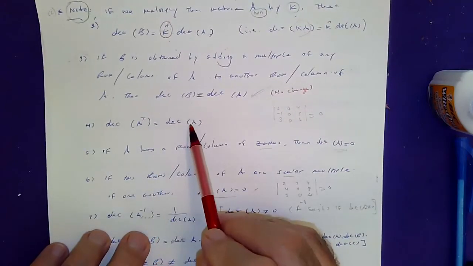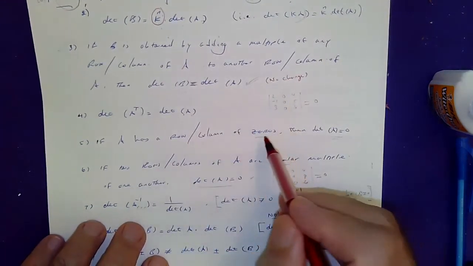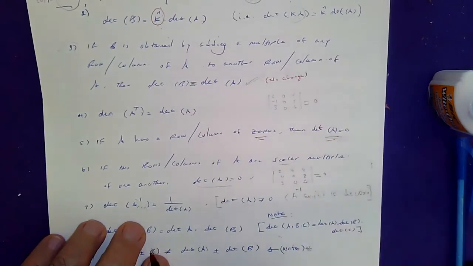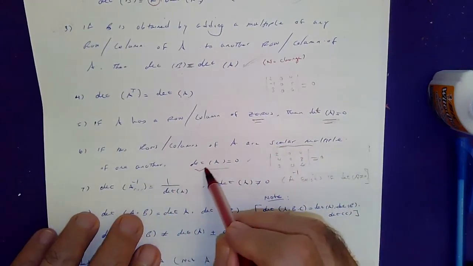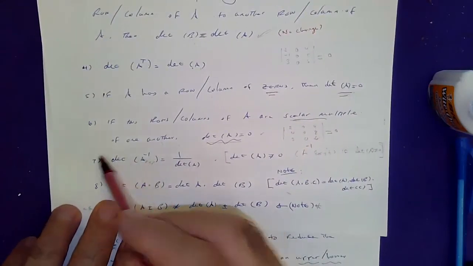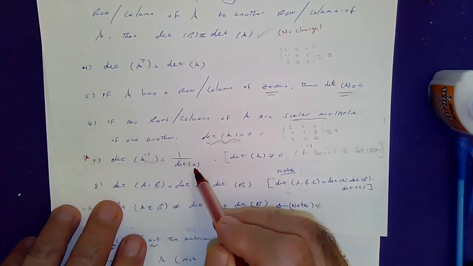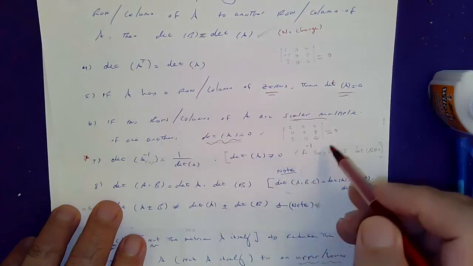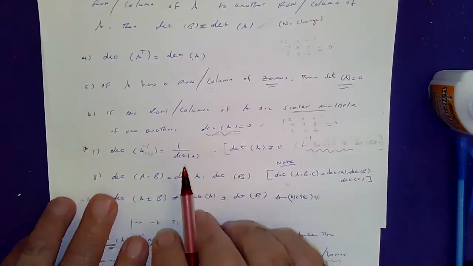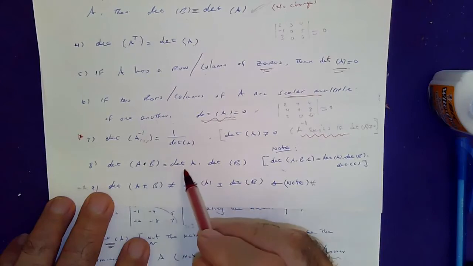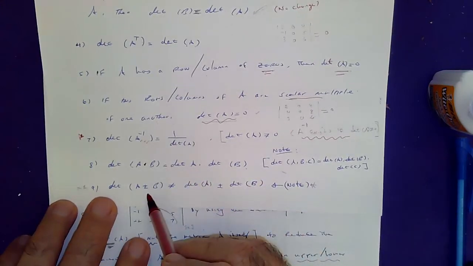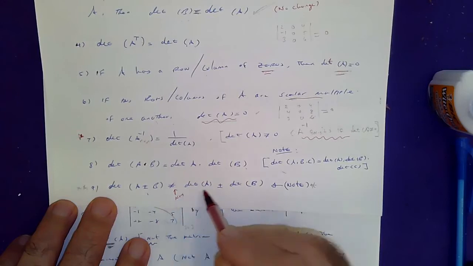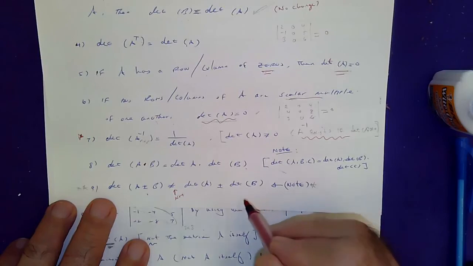Determinant of A transpose is exactly the same as determinant of A. If A has a row or column of 0, then the determinant is 0. If two rows or columns of A are scalar multiples of one another, the determinant is 0. Determinant of A inverse, this is a really important property, is 1 over determinant of A, provided determinant of A is not 0. In other words, provided A inverse exists. The determinant of A times B is determinant of matrix A times determinant of matrix B. However, this property does not apply to plus or minus operations. The determinant of A plus or minus B is not determinant of A plus or minus determinant of B.